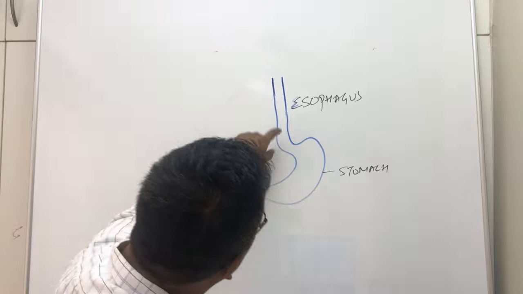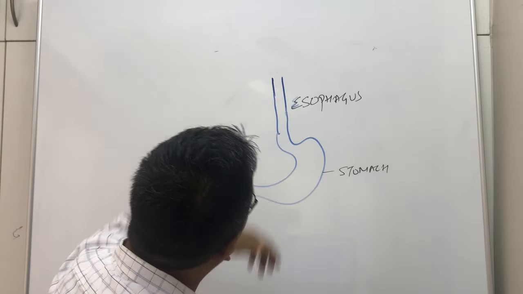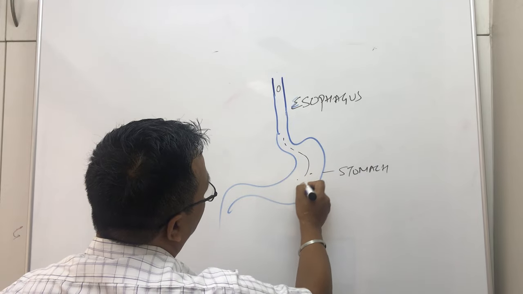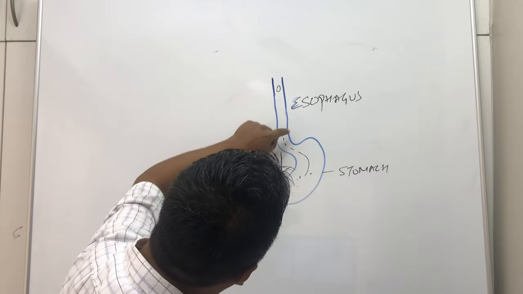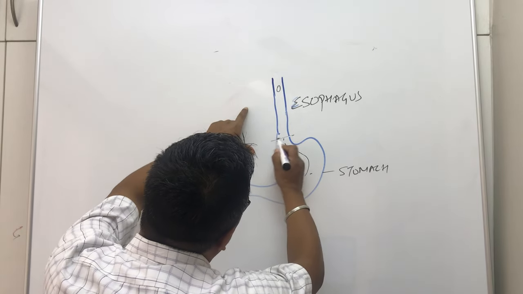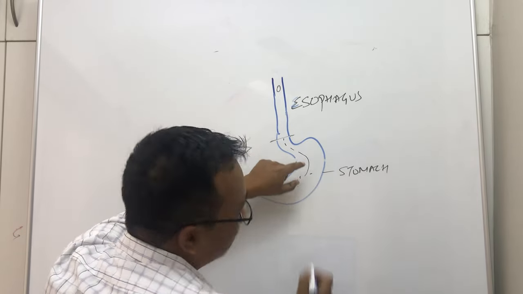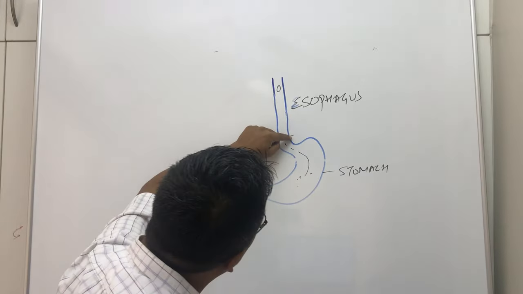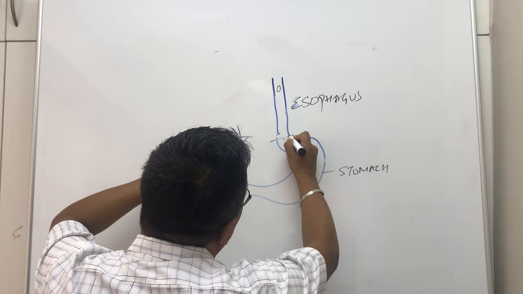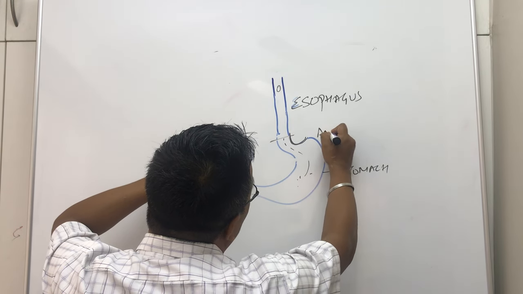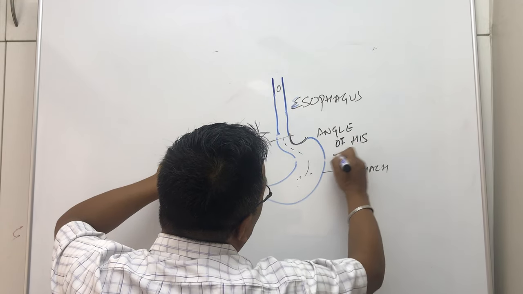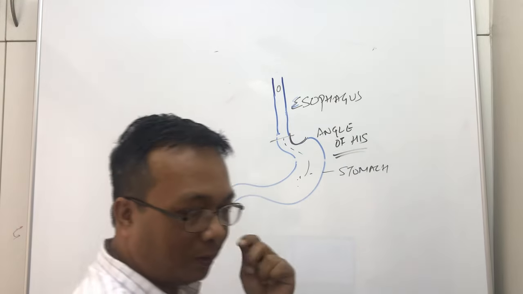Now, if you see this esophagus where the food comes, there is an angle here. This part is the esophagus and the rest of the part is the stomach. You see there is this angle here. This angle I am talking about is called the angle of His.